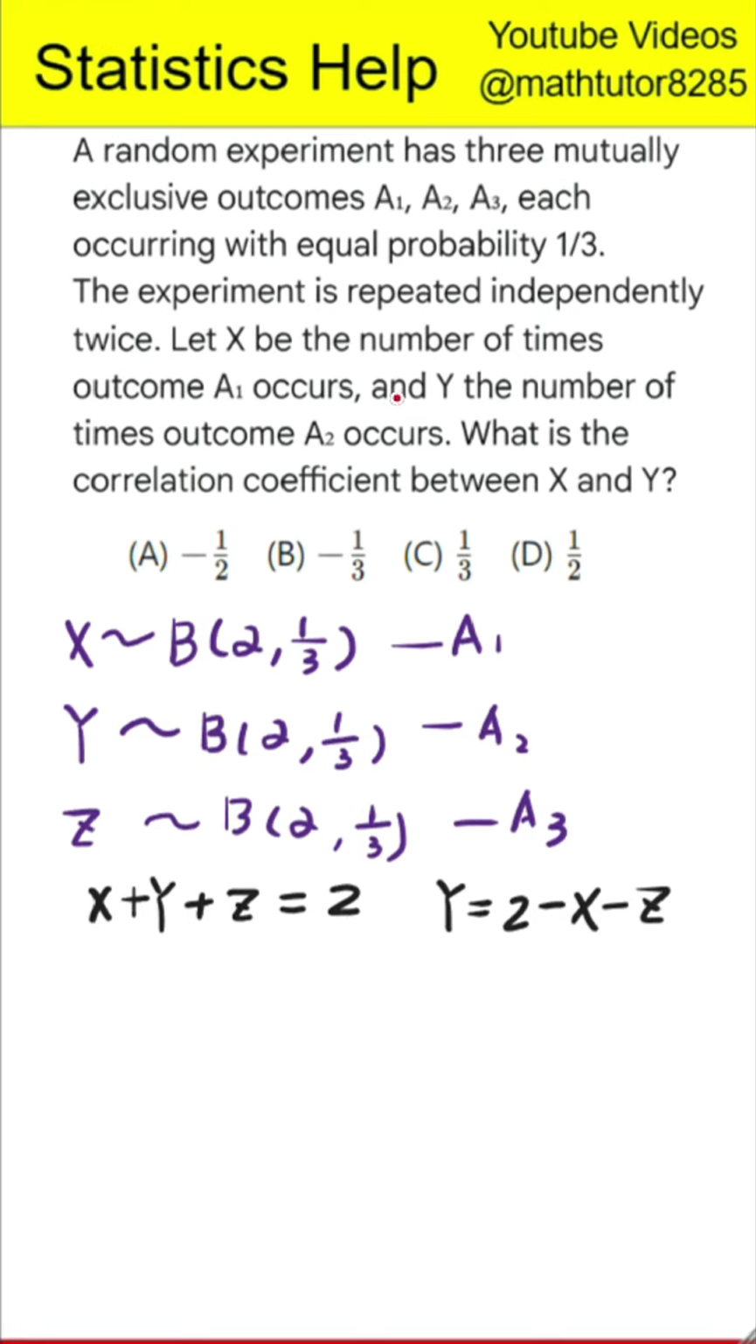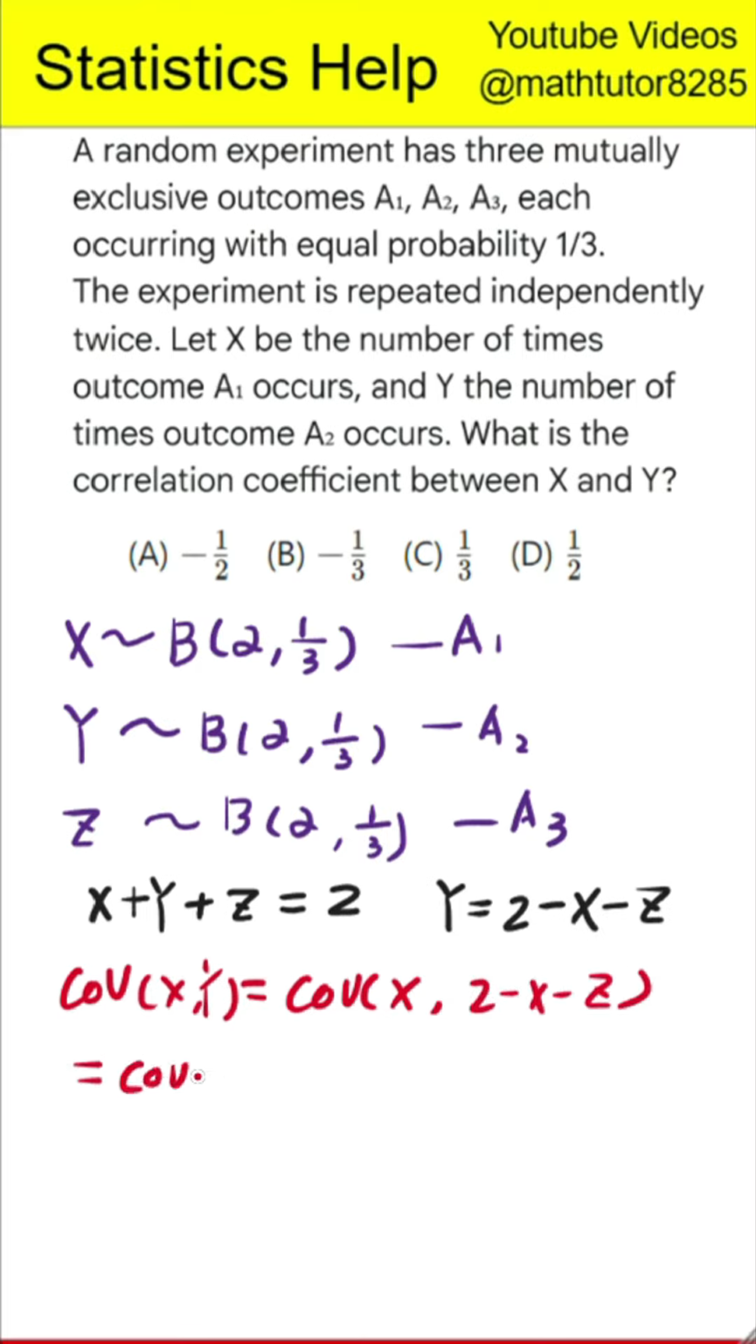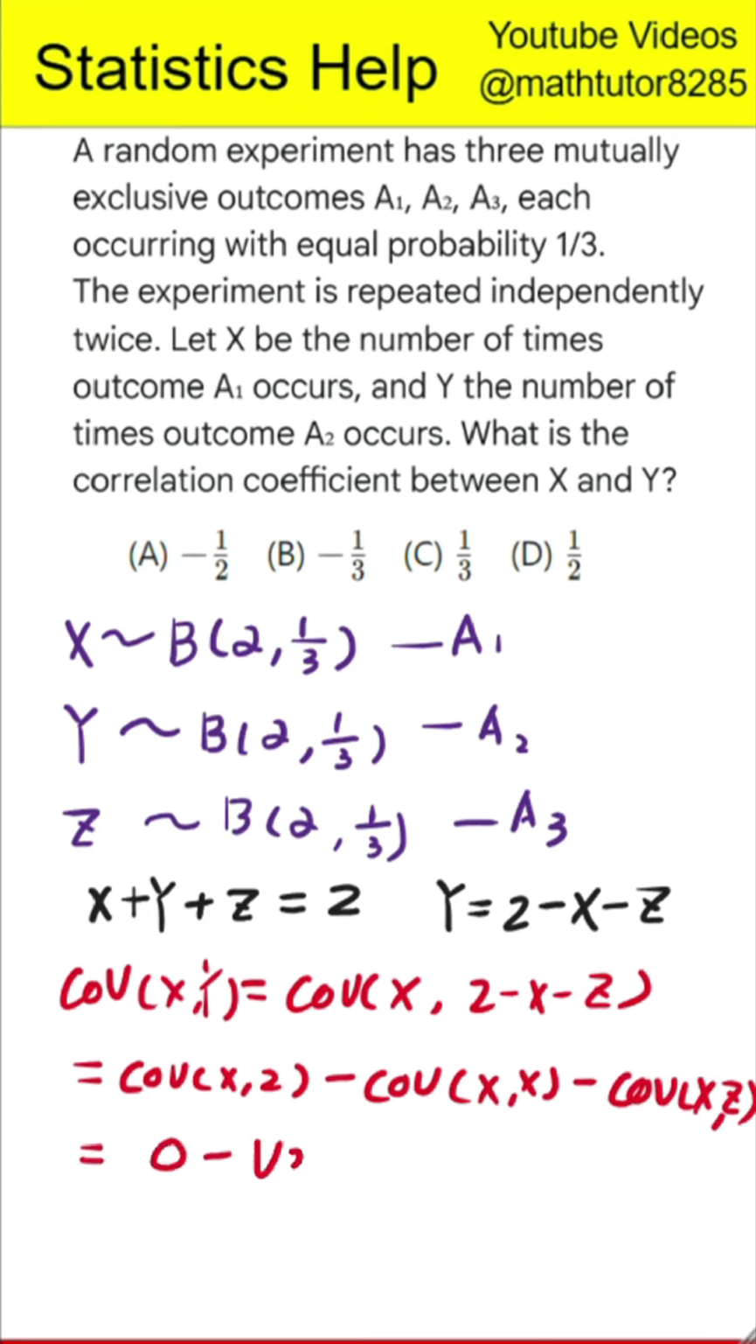Next step is to calculate the covariance between x and y. We want to compute the covariance of x and y. Using the earlier identity for y, we substitute: covariance of x and y equals the covariance of x with 2 minus x minus z. Now we apply the linearity of covariance. The covariance of x and a constant like 2 is 0. The covariance of x with itself is just the variance of x. So we get covariance of x and y equals 0 minus the variance of x minus the covariance of x and z.